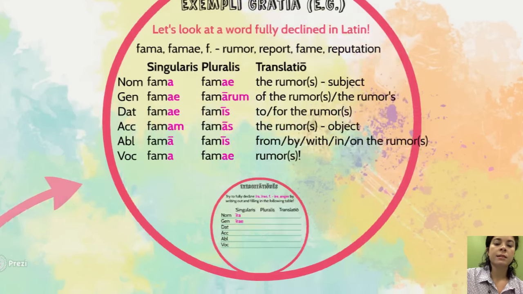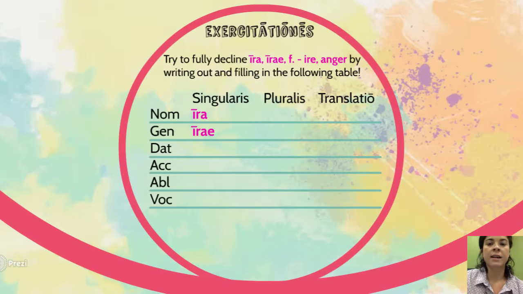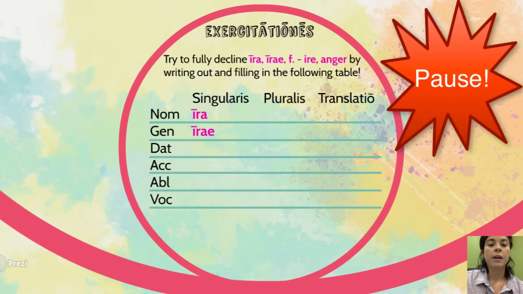Now let's give you an example to try, an exercitatio. Let's try to decline fully ira, irae, which is feminine and means ire or anger, by writing out and filling out the following table. I've already put the two forms that are given to us in the dictionary entry, the nominative and genitive singular, in there for you. Now I'd like you to pause the video and write out the nominative and genitive singular that are already there, and then fill in the rest of the table as well as the translation.